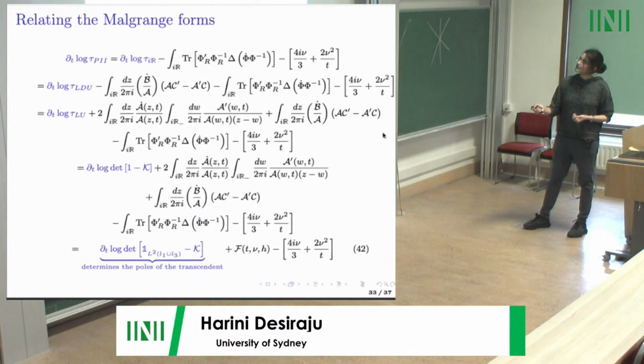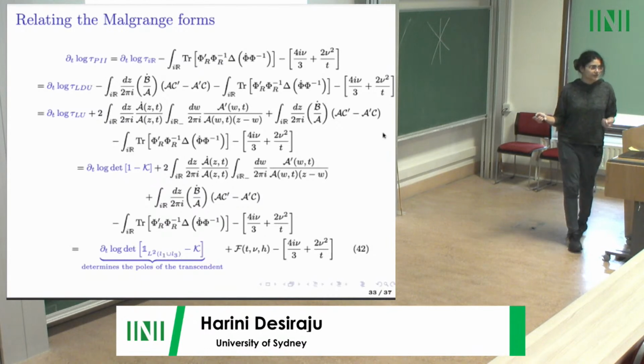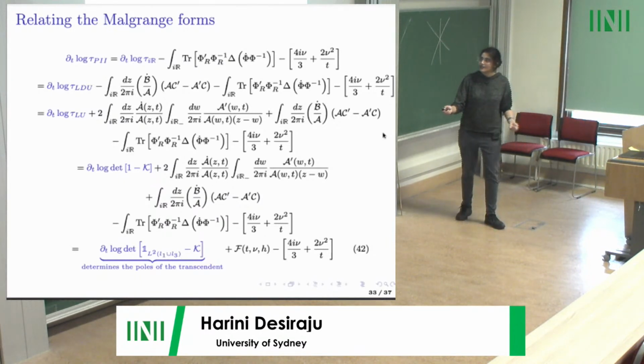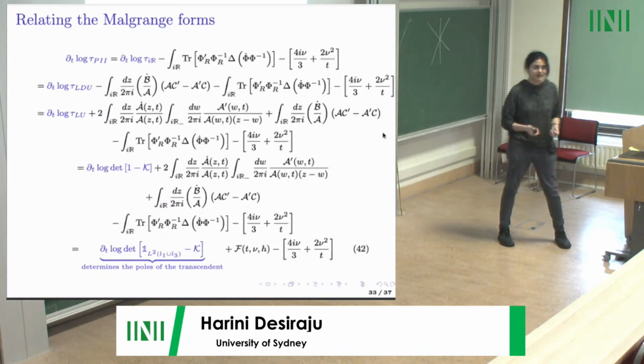don't need to worry about all this, because these are all regular terms. So analytically, they're well defined. They don't have poles. They don't have zeros. So all the zeros of the tau function are really coming through this determinant. So this is really like the pith of the tau function.